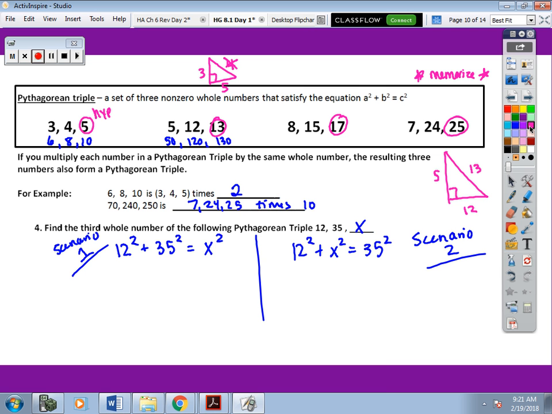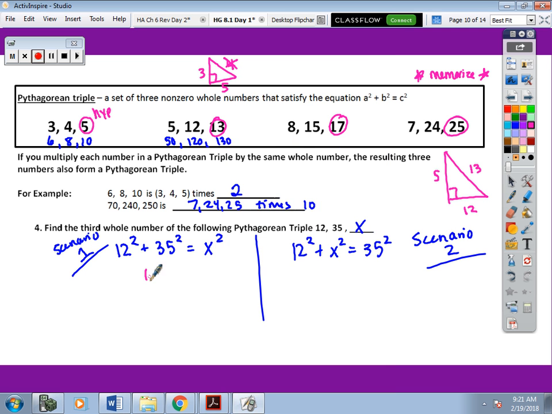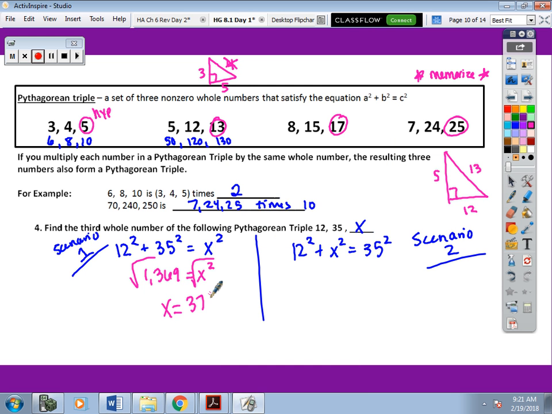So we'll do this left one first. 12 squared plus 35 squared will get me 1,369. Under your square root. And let's see if we get a whole number here. And we do, 37. Which means this is my answer.